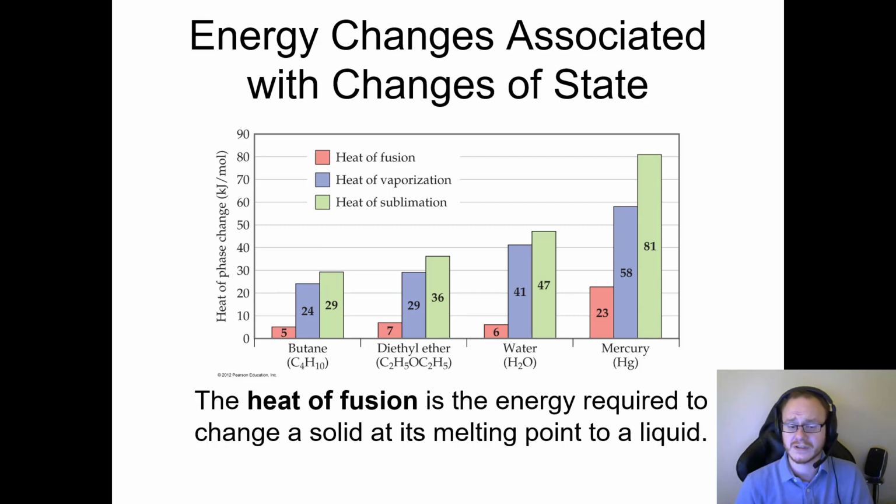The heat of fusion is the first energy we'll take a look at here, and this is the amount of energy required to change a substance from a solid to a liquid, and this is its melting point. You'll notice here the heat of fusion for all of these substances, for butane, for diethyl ether, for water, and for mercury, is always lower than any of the other heats.